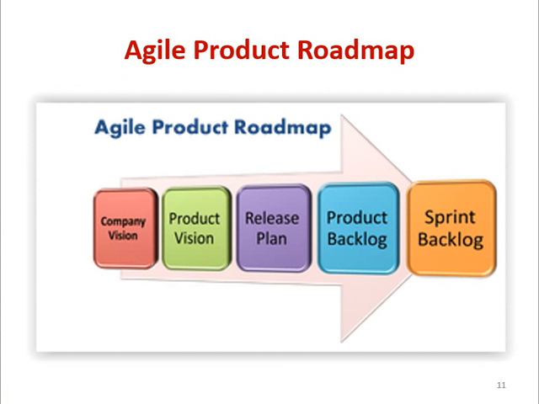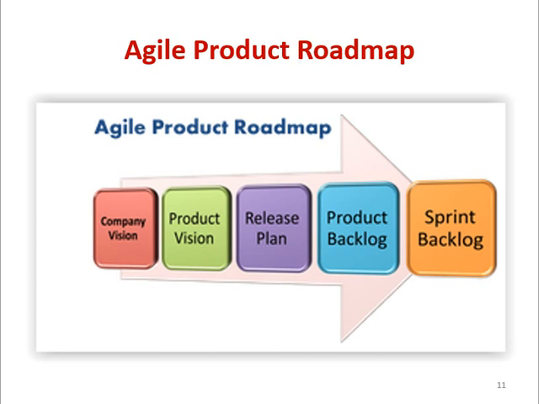Agile product roadmap is our next slide. What exactly is the roadmap we have discussed in our earlier modules, but to give a quick glimpse, we have a company vision, then we have the product vision, release vision, product backlog, and finally the sprint backlog. So this is kind of a roadmap. You need to remember this sequence, because it will help you a lot while understanding many of the questions and many of the subsequent topics we will be discussing further.